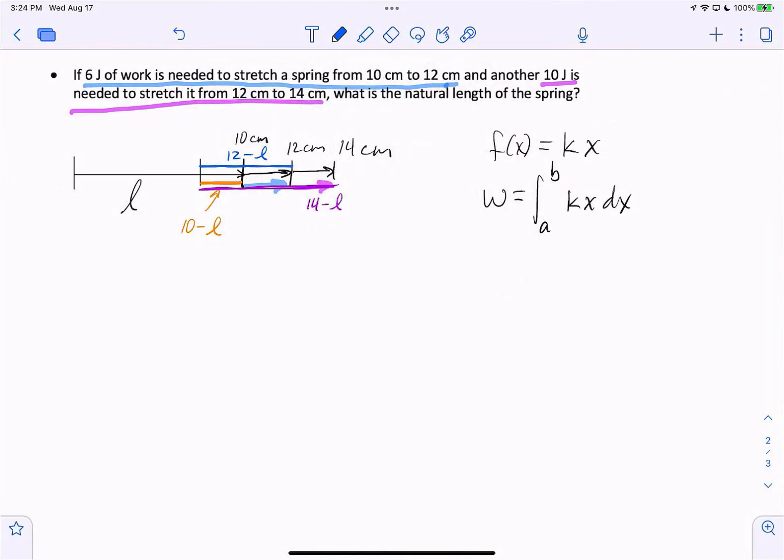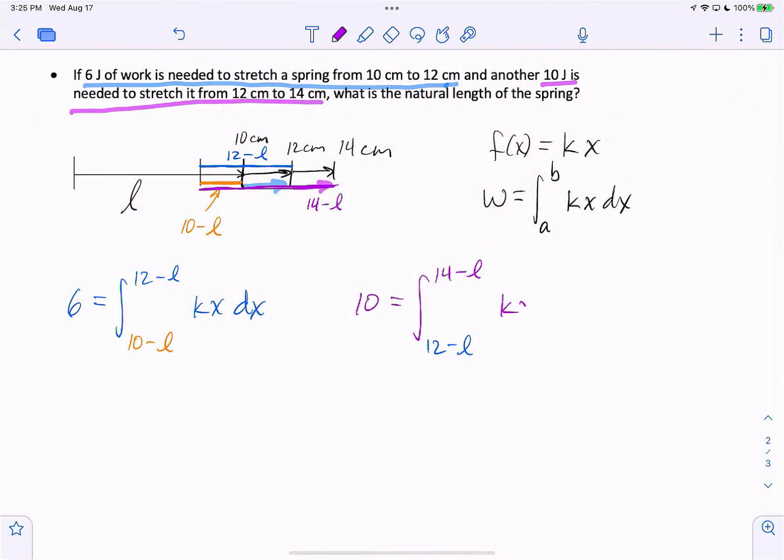So for the first bit of work, 6 joules are required. The integral goes from 10 minus L to 12 minus L. Those are the limits of integration. And the integrand is kx. Don't forget dx, right? Force times distance. Second bit of work, stretching from 12 to 14 centimeters, 10 joules are required. Lower limit of integration is 12 minus L. Upper limit of integration is 14 minus L, and then the integrand itself is kx dx, and I have messed this up, but it's an easy fix.